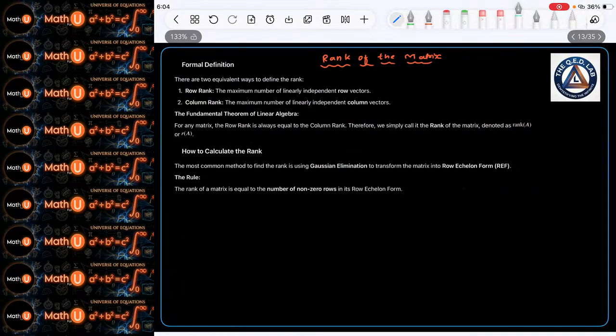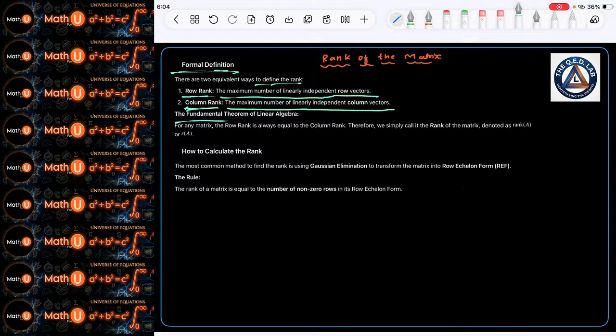Next, rank of the matrix. What is the formal definition? We can define rank in two ways. One is row rank or column rank, both are the same. The maximum number of linearly independent row vectors is the row rank. The maximum number of linearly independent column vectors is called the column rank.